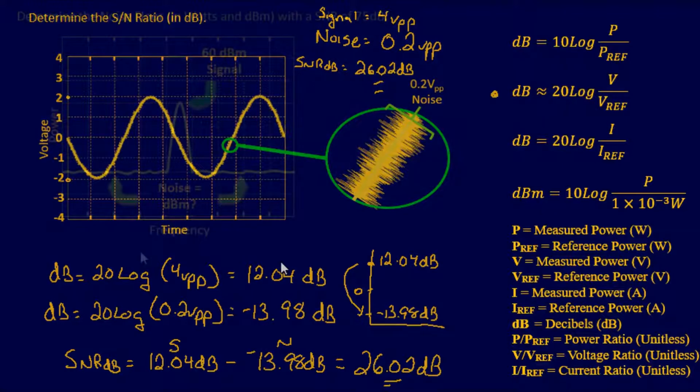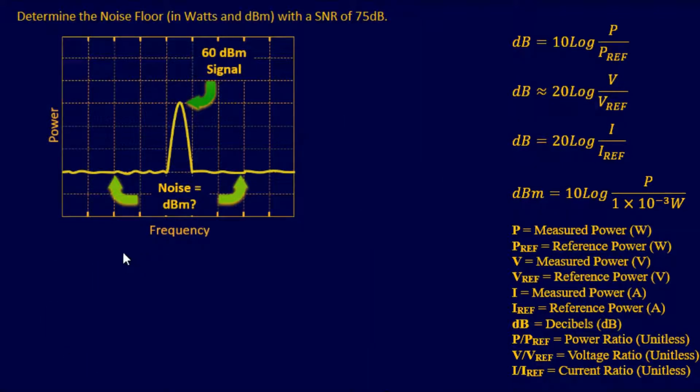All right, let's do another problem. All right, this one's going to be pretty good as well. We're going to determine the noise floor in watts and decibels per milliwatts with the signal noise ratio of 75. This one's going to be different than the last one. This one's already given in decibels, as well as given our signal noise ratio. So we're going to work backwards and try to find our noise just based off that.